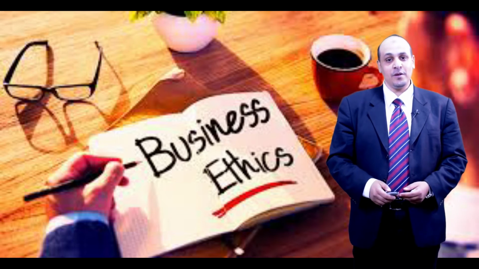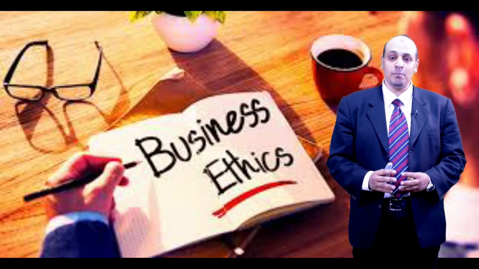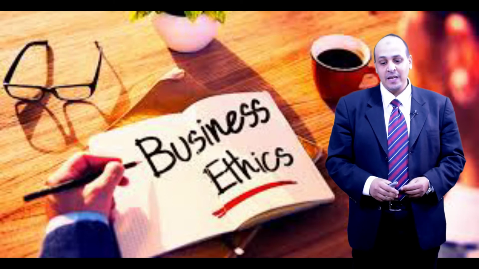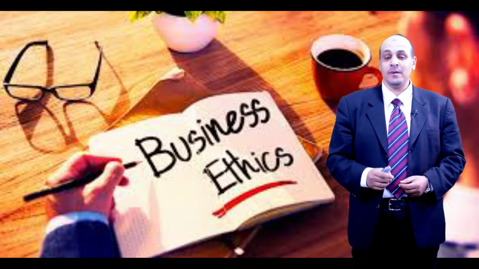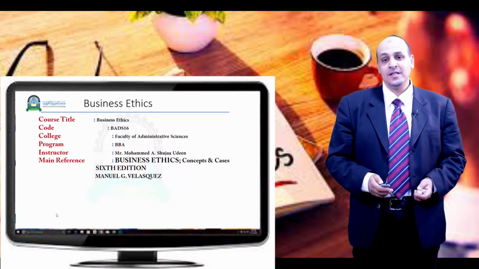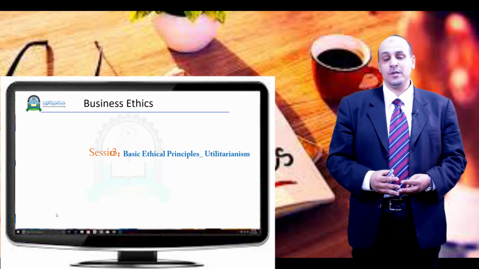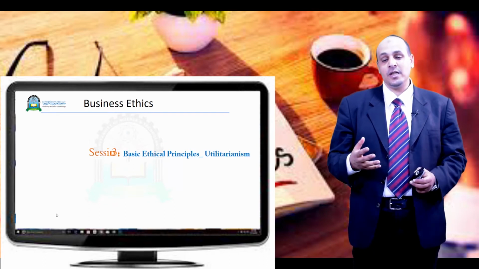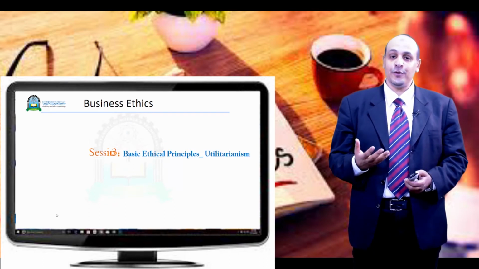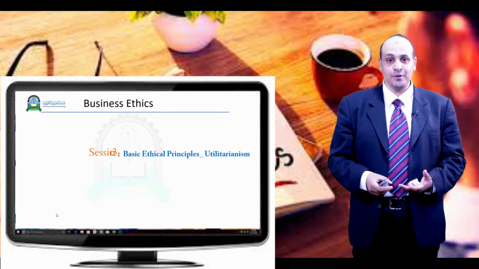Today's topic is one of the main and important topics in this subject. We will talk about utilitarianism as the first principle. So the first principle of ethics is, as we said before, utilitarianism. We have three main principles, but in order to achieve the objectives of the subject, we need to understand the foundations of these principles.